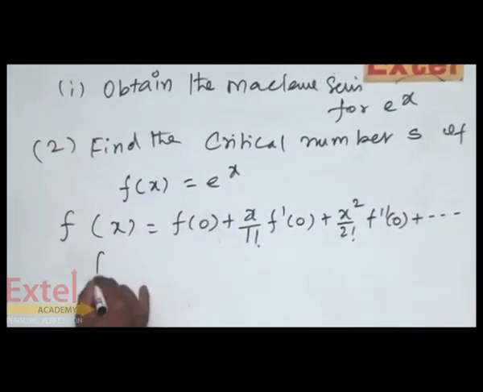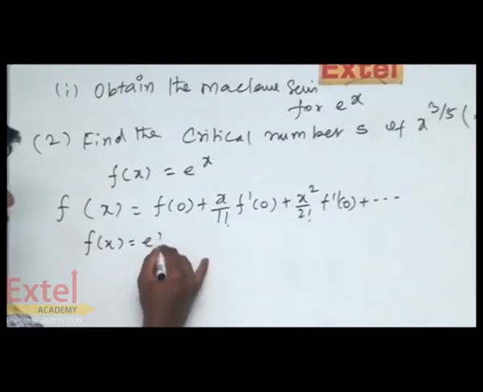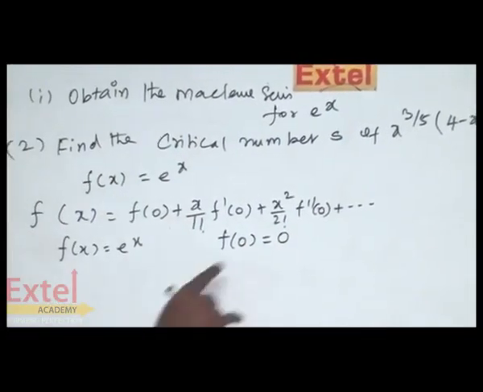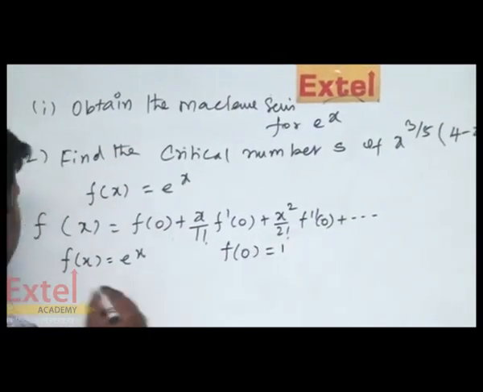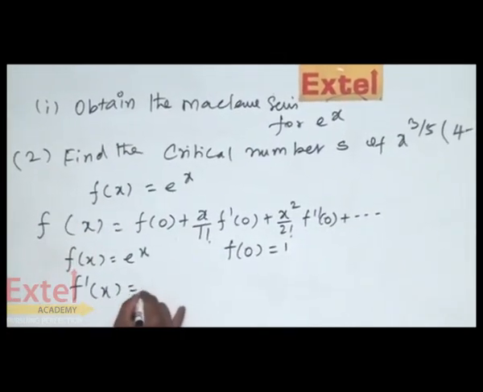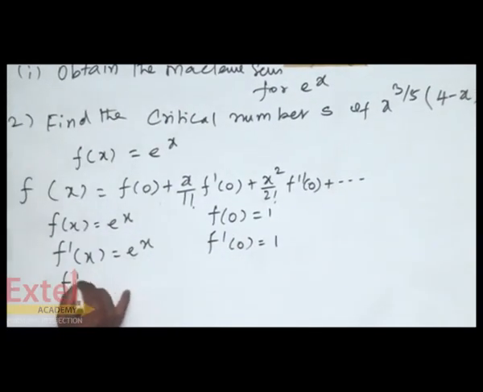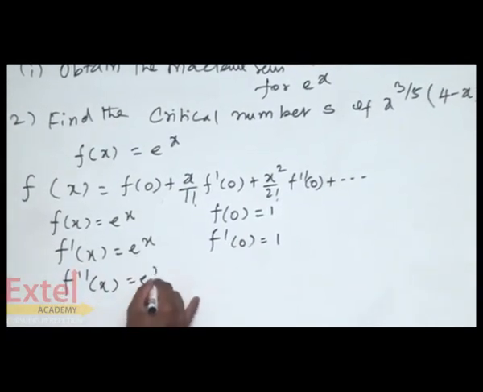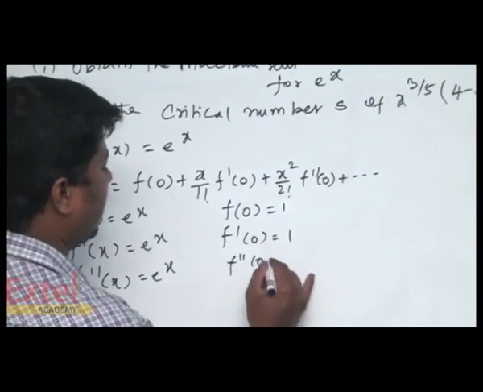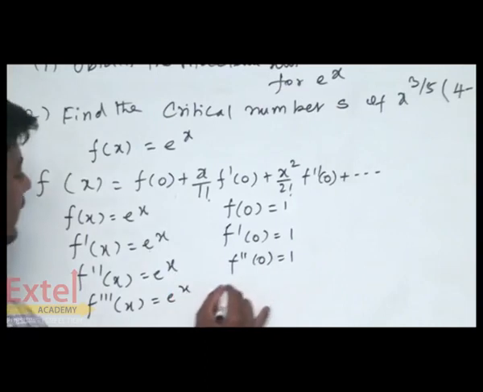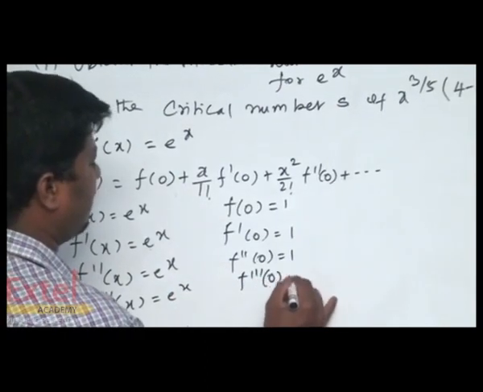Now let us find out: f of x is given, which is equal to e power x. Then we can say f of 0 is, sorry, e power 0, which is equal to 1. Next, f dash of x is equal to e power x, f dash of 0 is equal to 1. F double dash of x, because e power x differentiation is always e power x, f double dash of 0 is equal to 1. F triple dash of x is equal to e power x, so f triple dash of 0 is equal to 1.